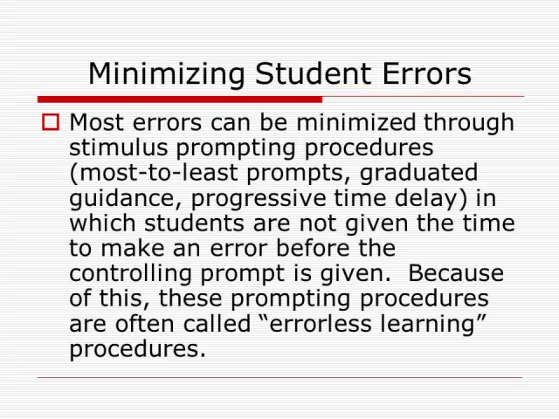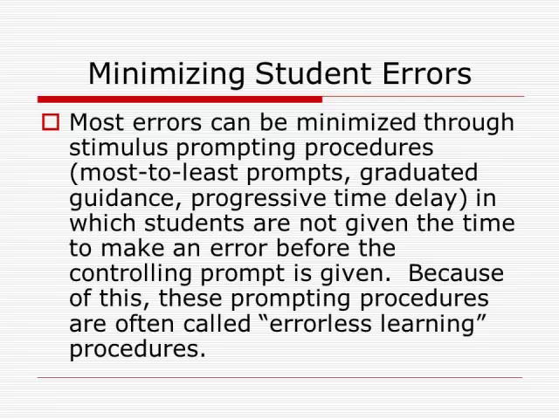So the first thing that we need to discuss is minimizing student errors. And remember, in class we've talked about stimulus prompting systems and non-stimulus prompting systems. Most errors actually can be minimized through the use of stimulus prompting procedures. Remember, those are systems in which the SD and the initial prompt that you're using to assist the student come at virtually the same time. So the ones that we've talked about are most to least prompts, graduated guidance, and progressive time delay, which I've told you starts as a stimulus prompting procedure and then moves to a non-stimulus prompting procedure. For the purpose of this discussion, it's grouped in the first category of stimulus prompting systems.